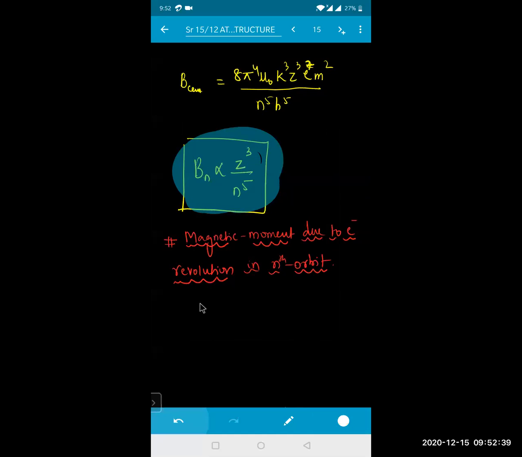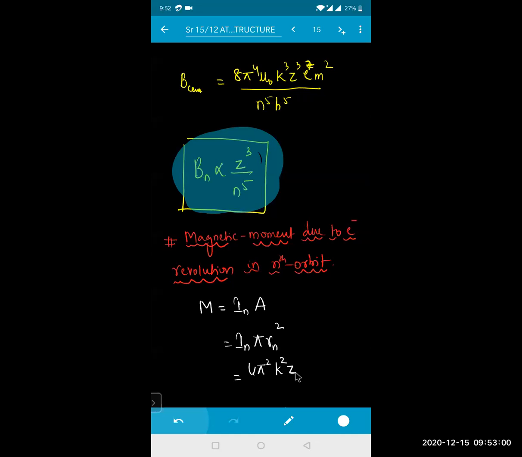Can anyone tell me the magnetic moment formula? Magnetic moment is equals to what? I into A, right. So current in your nth orbit into your area, number of turns into n. So it is nothing but i into area, which is pi into radius of your nth orbit squared. So i will be equal to how much? The current in the nth orbit is 4 into your pi square.